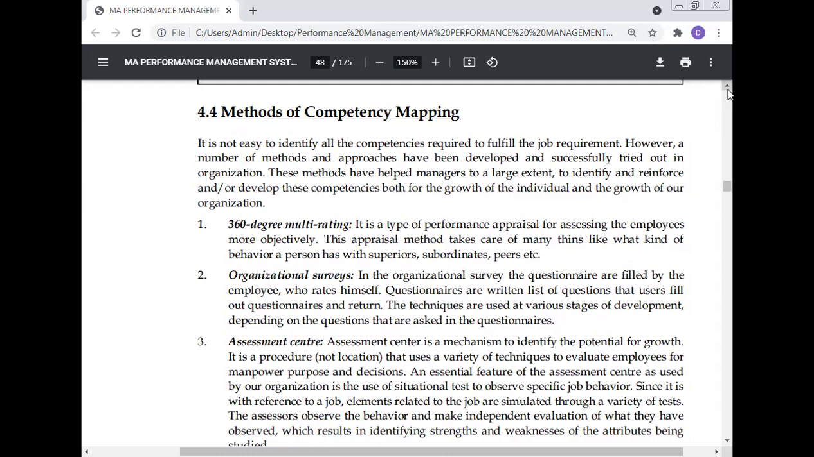360-degree multi-rating. It is a type of performance appraisal for assessing the employees more objectively. This appraisal method takes care of many things, like what kind of behavior a person has with the superiors, subordinates, and the peers.